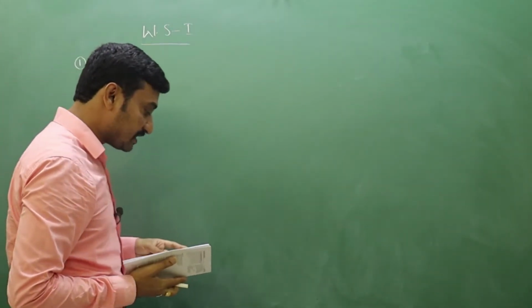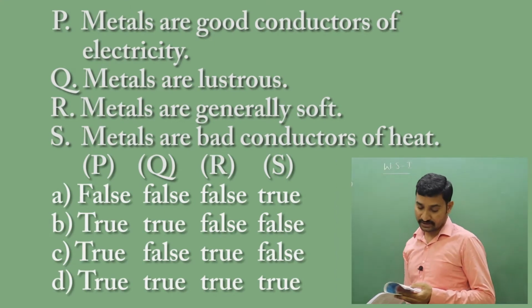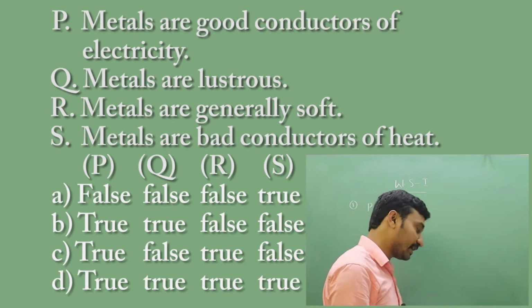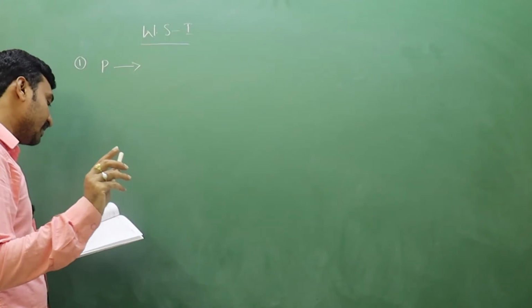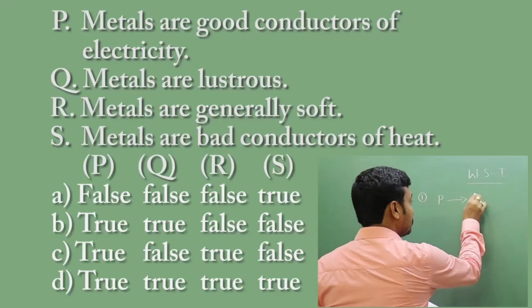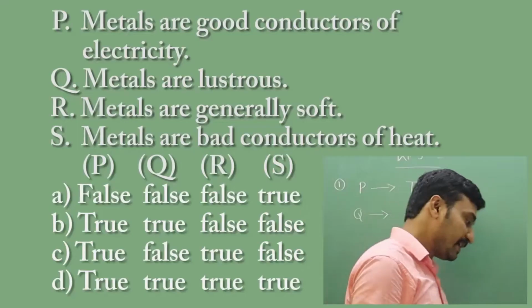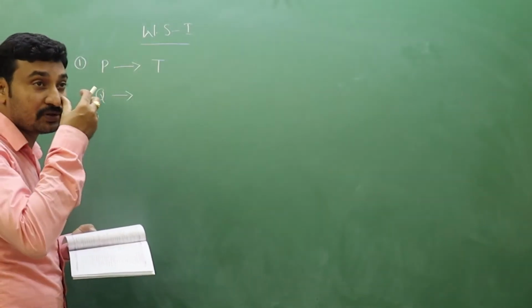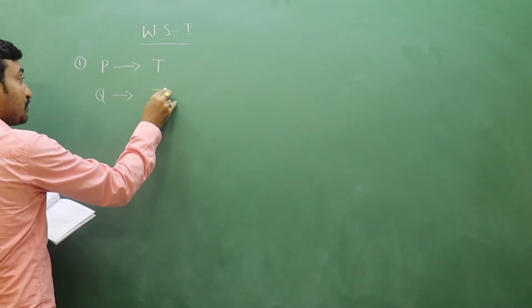There are some statements given, asking whether the statement is true or false. Statement P. Metals are good conductors of electricity. Is this statement correct or not? Yes, metals are good conductors of electricity. So statement P is true. Statement Q. Metals are lustrous. Yes, correct. Luster means their surfaces are shining, brightness. So statement Q is also true.